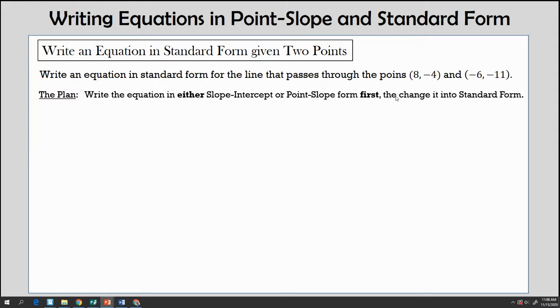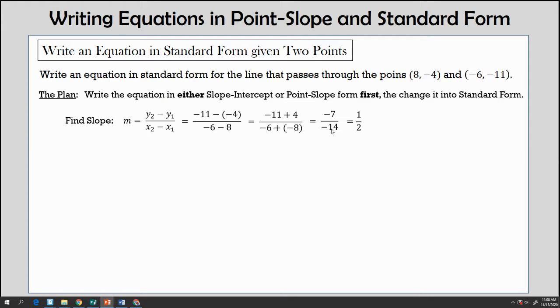Okay, so to be able to write slope-intercept or point-slope, you can see slope's part of both those. We got to know the slope first. Okay, so this is pretty standard stuff. Find the slope. Well, that's the difference in the y's over difference in x's. Negative 11 minus negative 4, negative 6 minus 8. That's negative 11 plus 4 over negative 6 plus negative 8. So it's negative 7 over negative 14, which is positive 1/2. Okay, so I got positive 1/2.